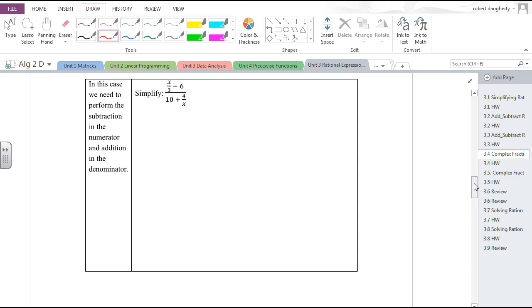What do I have to do to get the numerator, instead of being 2 different terms, to be one? I got to subtract 6 from x over 3. I got to find the common denominator. I've got to add or subtract to make that happen. So this turns into x over 3 minus 6. So what's the common denominator between 3 and 6 over 1? What's the common denominator? 3?